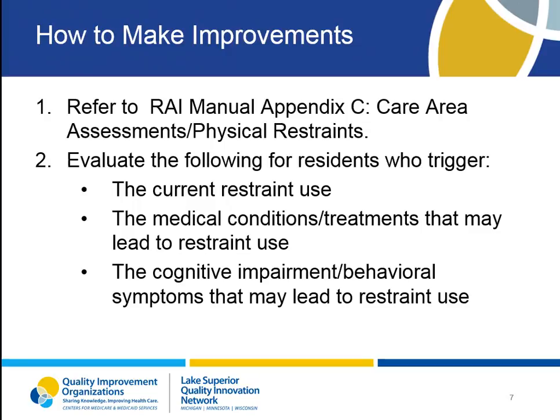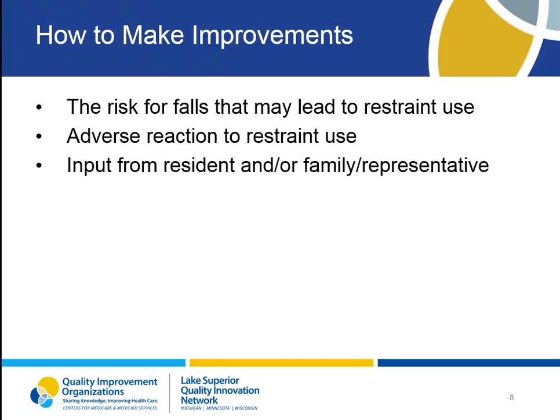plan of care. For each resident who triggers for this quality measure, evaluate the current restraint use, the medical conditions or treatments that may lead to restraint use, and the cognitive impairment or behavioral symptoms that may lead to restraint use. For each resident who triggers, also evaluate the risk for falls that may lead to restraint use, any adverse reaction to restraint use, and any input from the resident and/or family or representative.